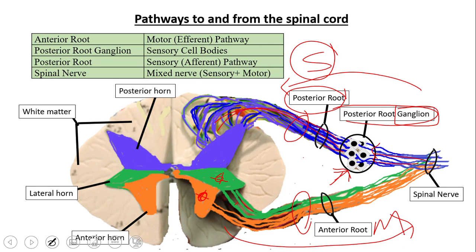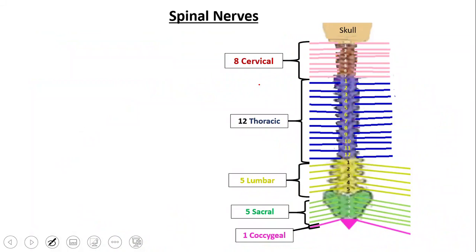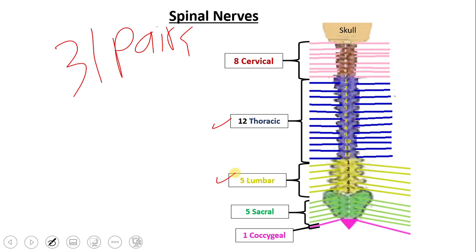Now, both roots, the anterior and the posterior, join to make the spinal nerve. So the spinal nerve has now both sensory and motor signals. It is a mixed nerve. The spinal nerves exit the spinal cord and then go out through the intervertebral foramina. There are 31 pairs of spinal nerves: 8 cervical nerves, 12 thoracic, 5 lumbar, 5 sacral, and 1 coccygeal.